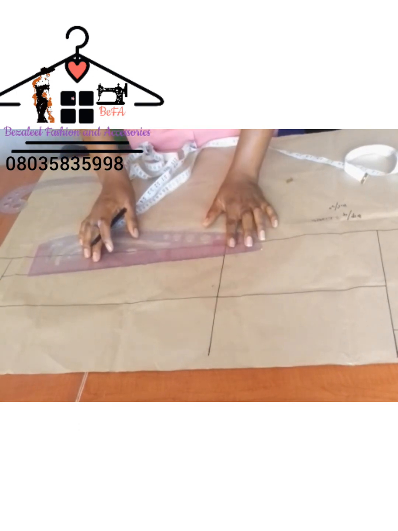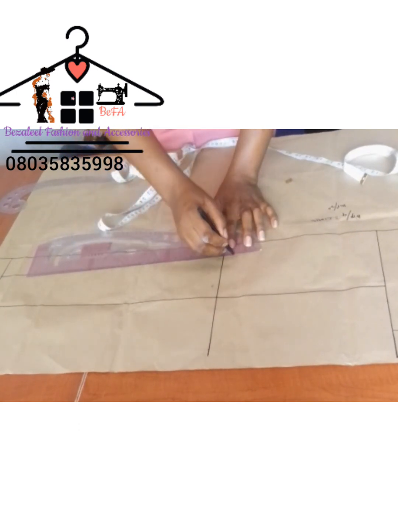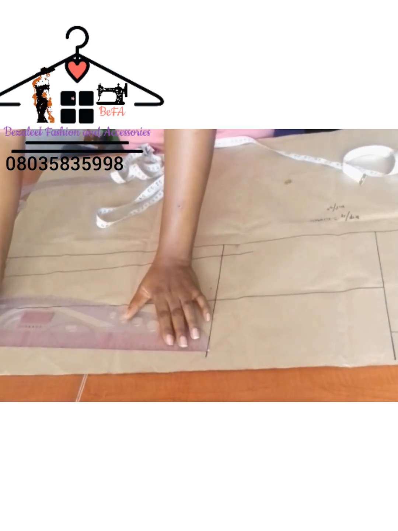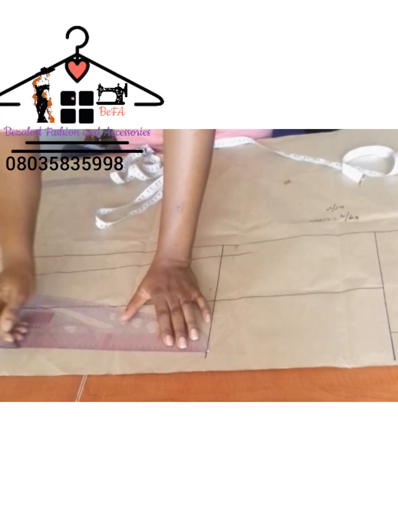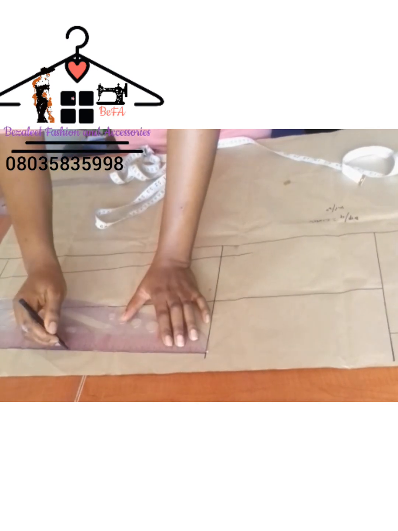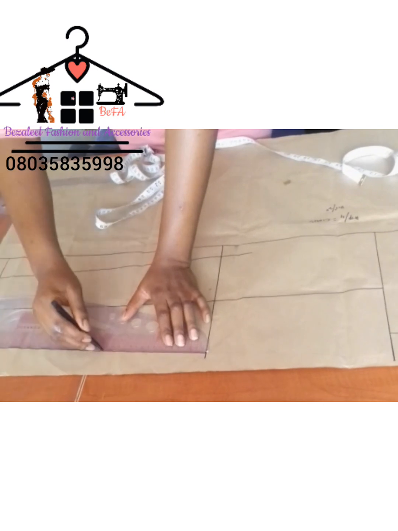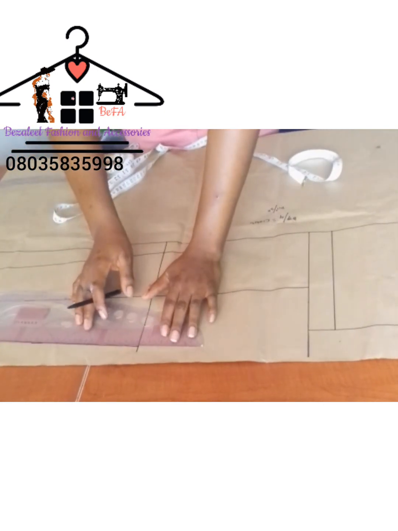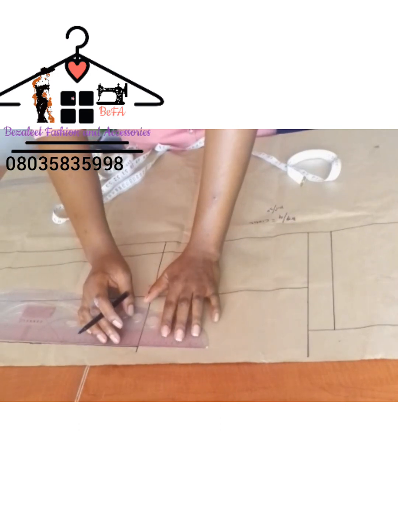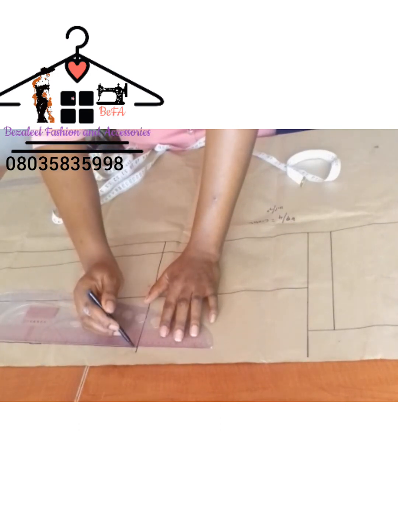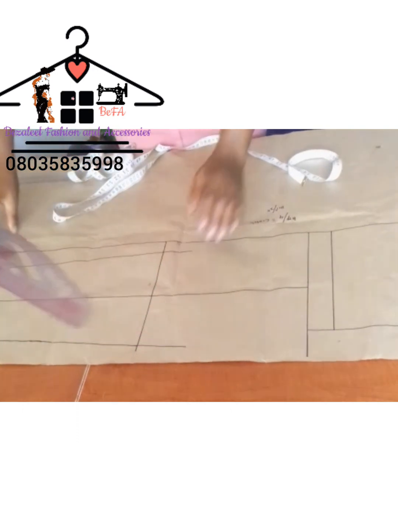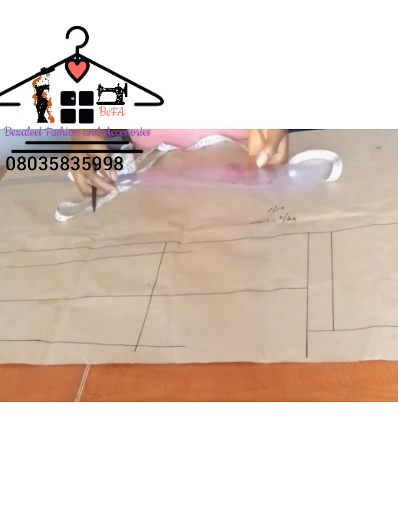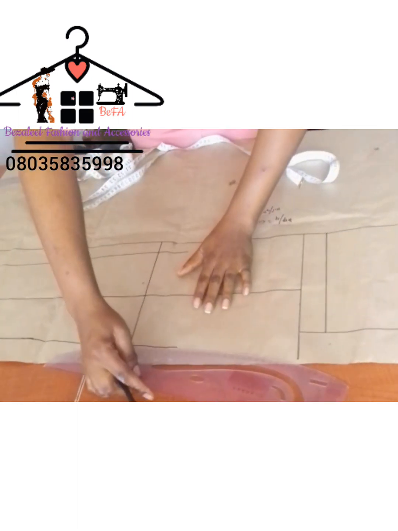You can just extend it a little for easy shape covering of its curve. The same thing I'm going to do here. I'm going to extend it a little. Okay, then I'll use my curve like so.